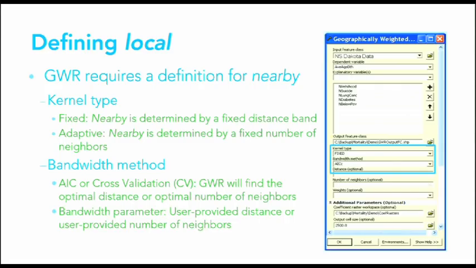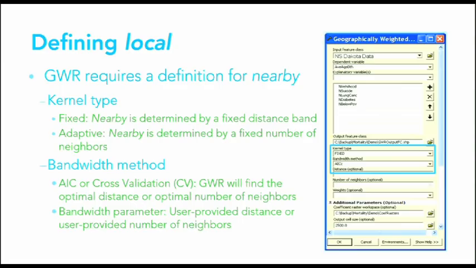Then for the bandwidth method, these are options that you can use to let the tool decide what the best fixed distance is or what the best number of neighbors is. There are two methods that you can choose from. One is called AIC and one is called cross-validation. And both of them will essentially try to optimize the number of neighbors or the distance so that you have a model that is unbiased, that's doing as good of a job as possible as far as the model performance goes.